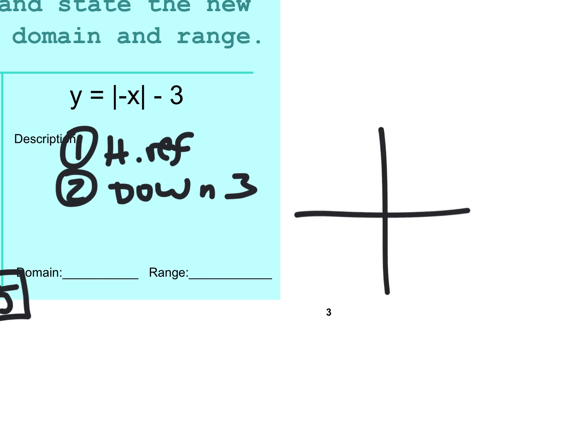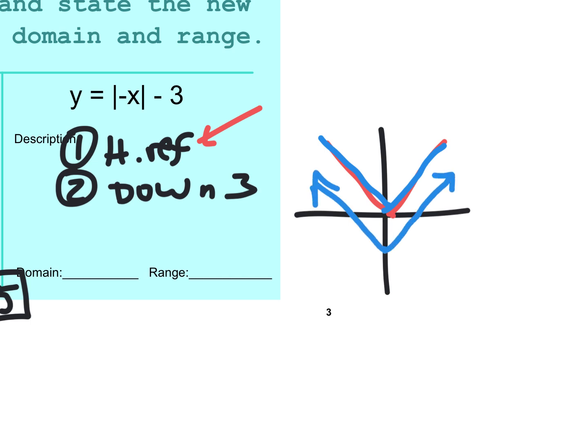Honestly, you want to make a picture. And then you go, this is a V shape. What would the horizontal reflect do? It wouldn't do anything. If you horizontal reflect this, it'll go right on top of the old one. And then down 3, that does something. There's my picture. Now if I'm doing my domain and range from that, the domain is left to right and it goes forever.